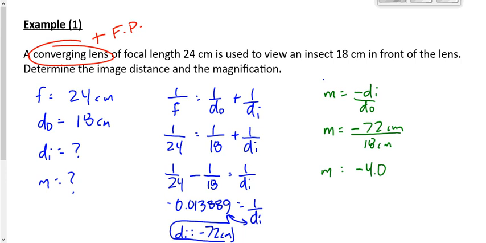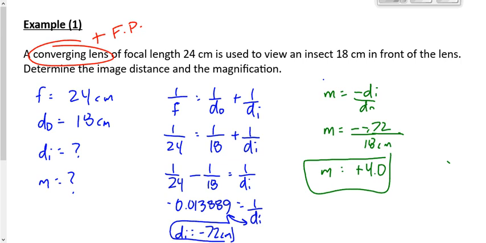72 divided by 18 is 4, but we have a negative there. Parker? What did you do to get from the decimal? Ben, what's wrong with that? Because it's like negative di, and di is negative 72, so it becomes negative 72. That gives me a value of positive 4.